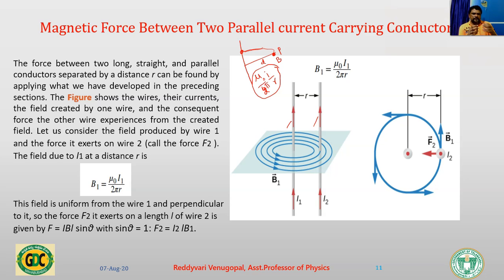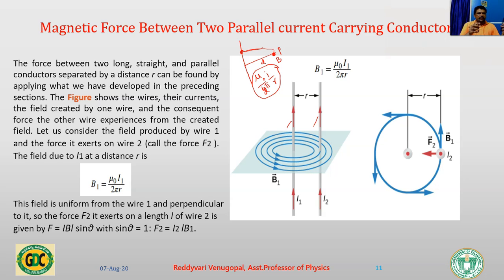Let us say the distance between these two current carrying conductors is R. Now our aim is to find the magnetic field due to this current carrying conductor at a distance R. If you find the magnetic field induction because of this wire at a distance R, we are going to call that B1.